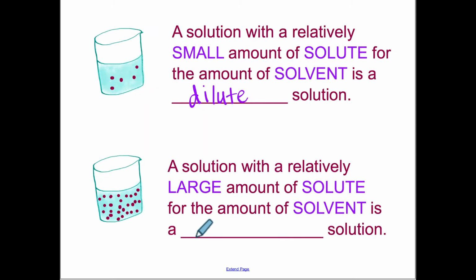A solution with a relatively small amount of solute for the amount of solvent is a dilute solution. A solution with a relatively large amount of solute for the amount of solvent is a concentrated solution.